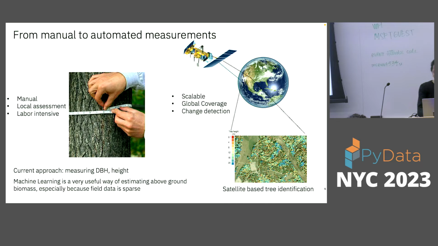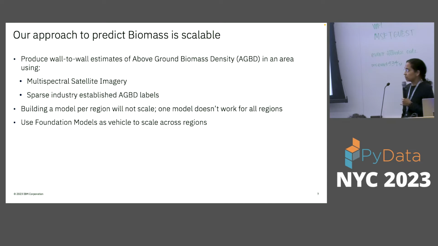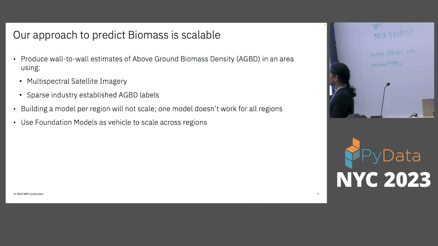So what is our approach? We want to build what we call wall-to-wall estimates of above ground biomass density in an area. And what we do is we use multispectral satellite imagery. We are continuing to improve on the input images. So it's not just satellite imagery of one flavor, multispectral, but we're also looking at radar imagery here. What we are also using as labels is the industry established above ground biomass density labels. And Guru will go into the details of that as well.